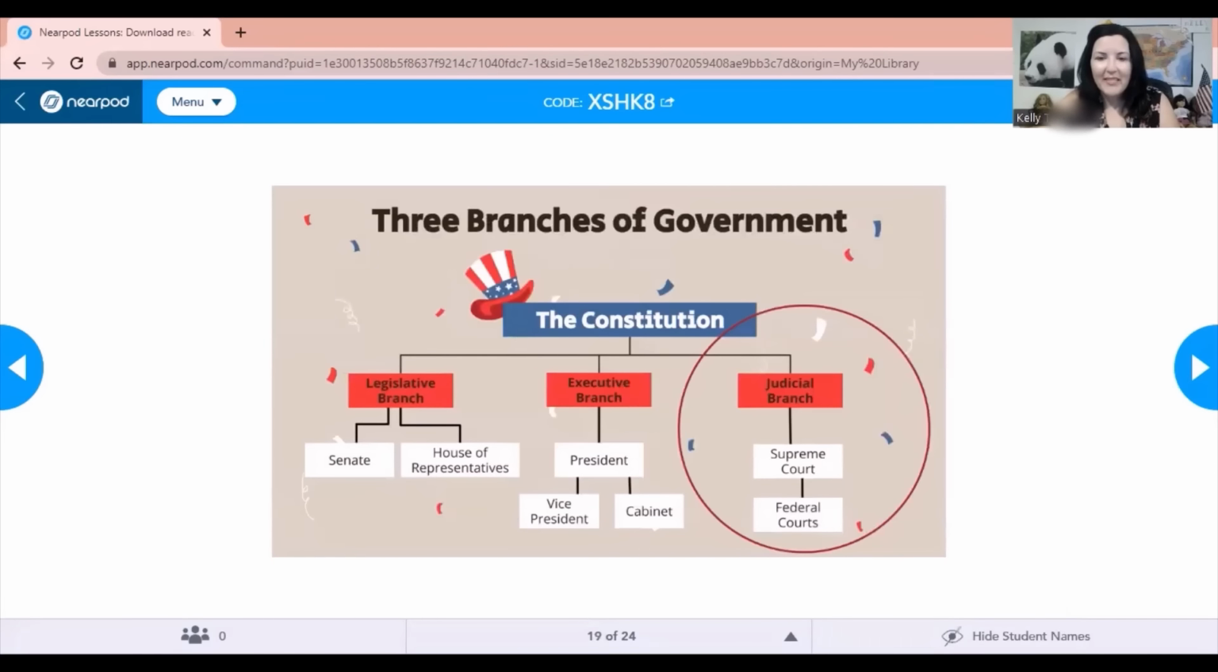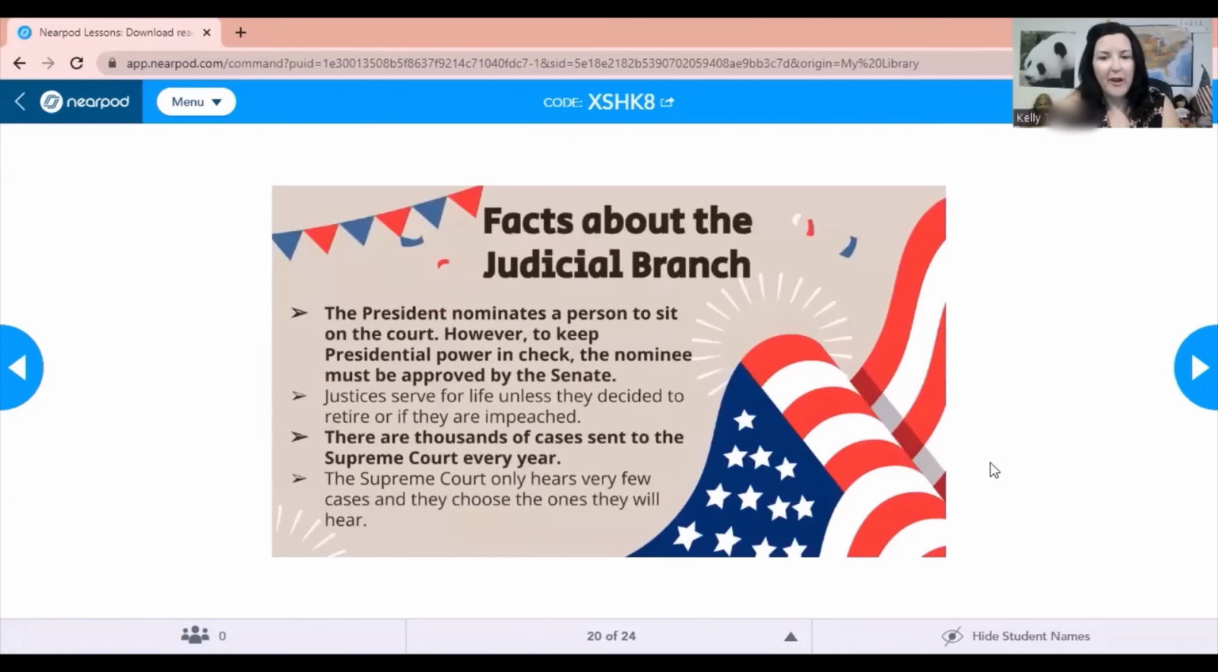All right, the branches: the judicial branch has the Supreme Court and other federal courts. Facts about the judicial branch. The president nominates a person to sit on the court. However, to keep presidential power in check, the nominee must be approved by the Senate. So you see how all 3 branches check each other? The president appoints the judge, but has to be approved by the Senate. Justices serve for life unless they decide to retire or if they are impeached.